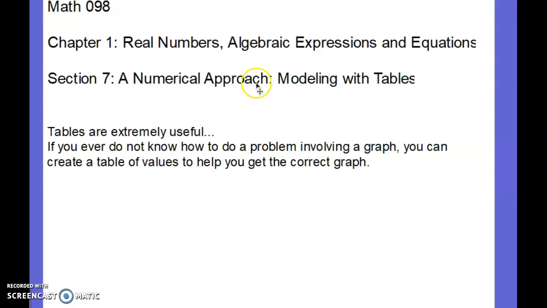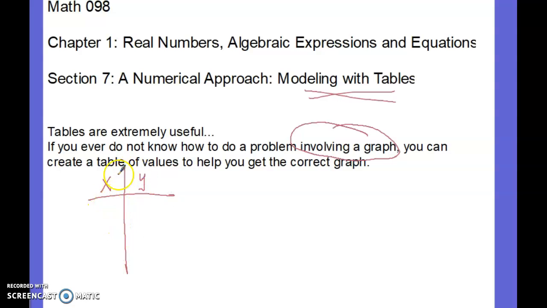This begins 1.7, and what we'll be doing is modeling with tables. Just to give you a heads up, tables are extremely useful, especially if you're asked to graph a problem. You can make a table of x values and y values, and you get to choose whichever x values you want. It doesn't always work.